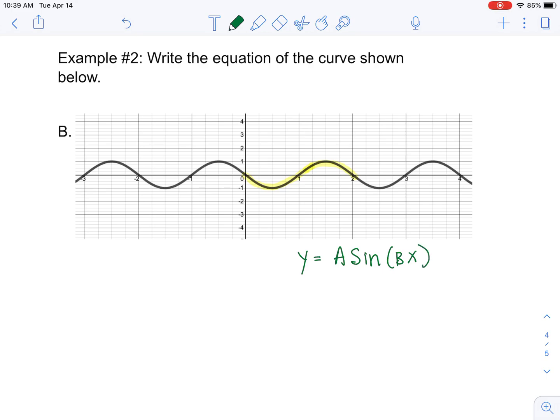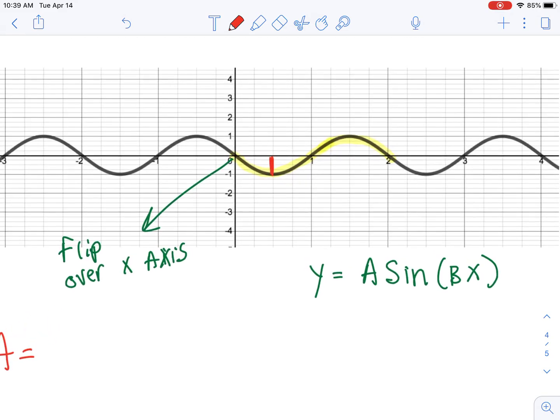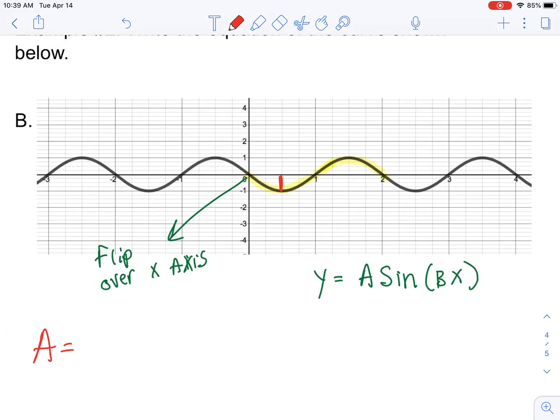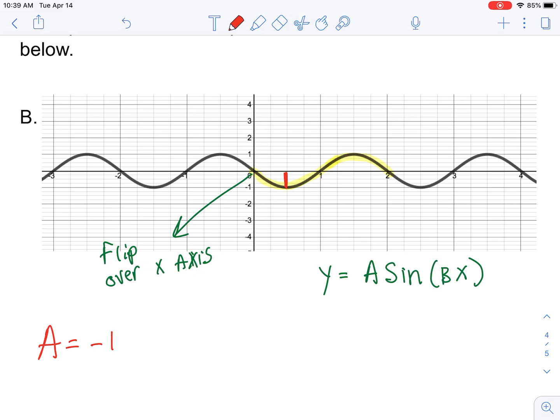Once again, we need to find our a and our b. I want to take note again that instead of going middle, up, middle, down, middle, I go middle, down, middle, up, middle. So that means I'm going down first. So once again, I'm flipping over the x-axis, so my a is going to be negative. My a is the distance, my amplitude. My amplitude here is 1, and I'm going in the negative direction, so it's going to be negative 1.